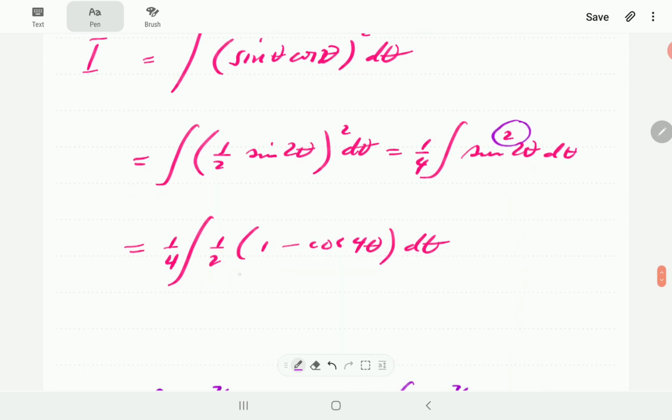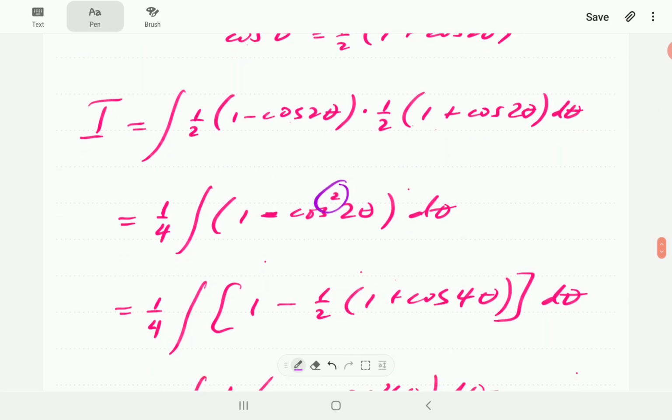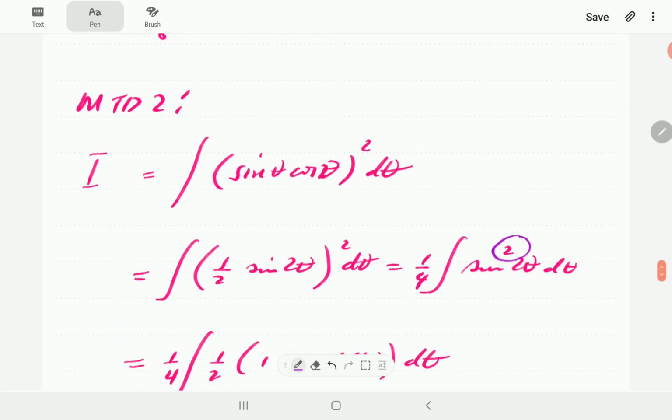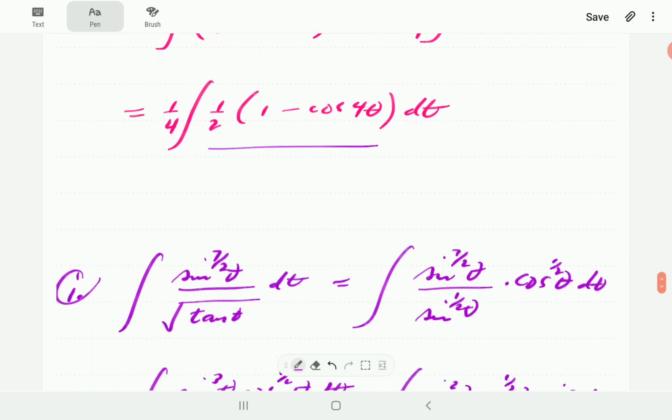Alright, and then if we plug this here, at this point you notice that this is exactly the same as this line here. So the integral is going to be exactly the same in this case. The two methods this time give us exactly the same answer.